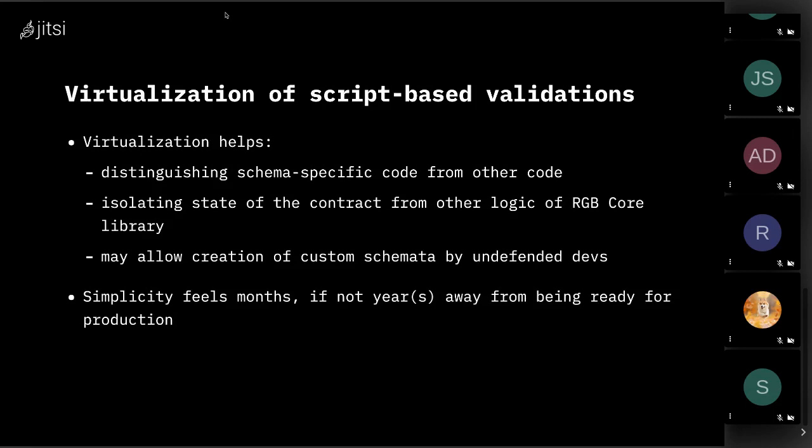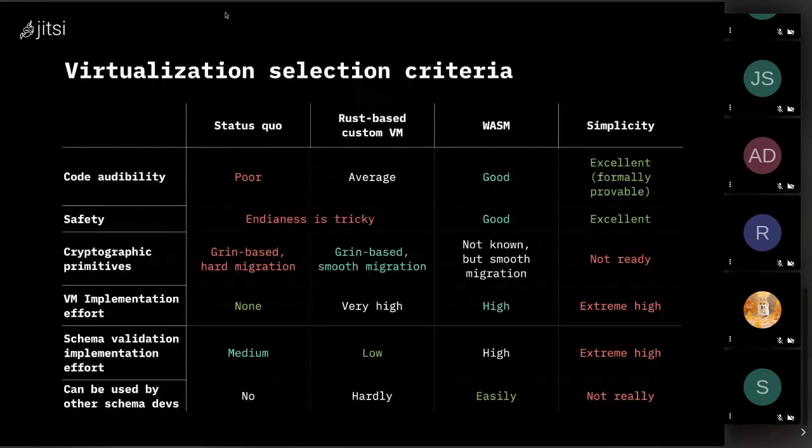And from the speed of the development, it seems clear that during this year, simplicity wouldn't get into any form of production-ready thing. So we have to take a decision right now. And which decision options do we have? Basically four options. We can leave it as is, which I called the status quo, basically hard coding the custom schema-specific validation logic into the RGB core library, which is quite a bad practice from different perspectives, for all new validation procedures that we are implementing.